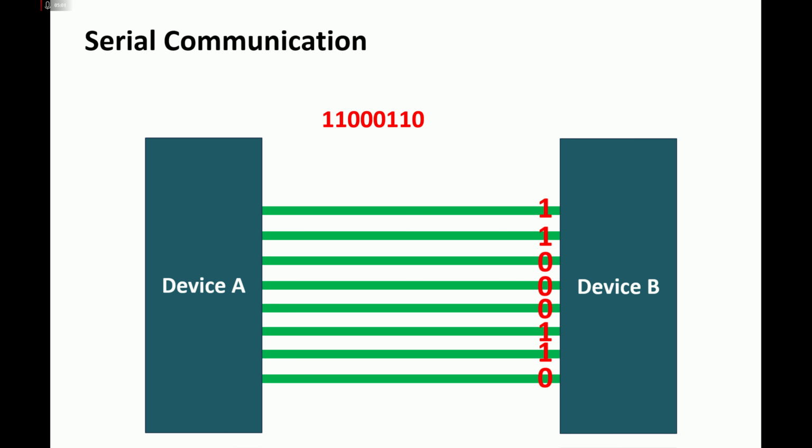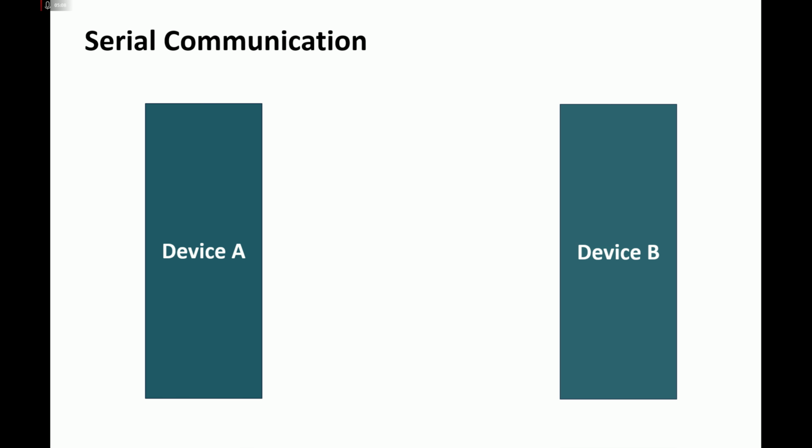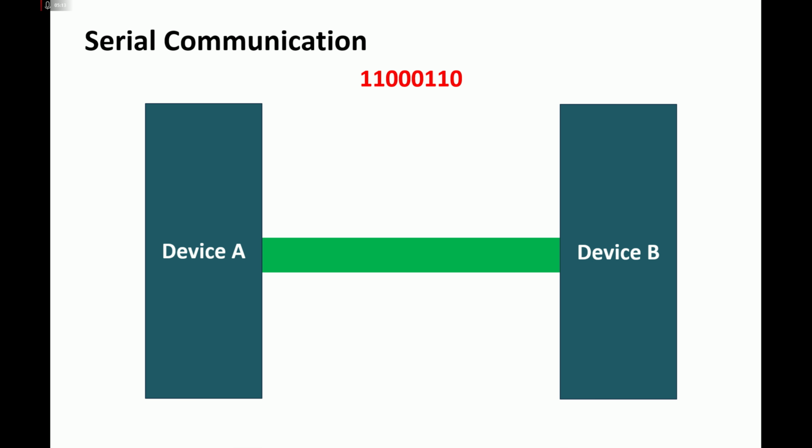See, this is what is going to happen in case of parallel communication. Now let's see what serial communication is. Suppose again we have a device A and device B. This time again we want to send the same data, that is 8 bits, and here we will have only one wire. You can call it TX to RX. Device A is the TX, device B is the RX. So TX of device A is connected to the RX pin of device B.